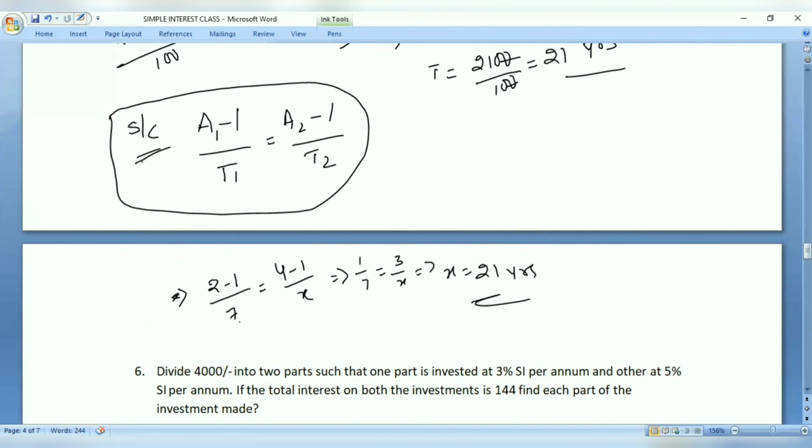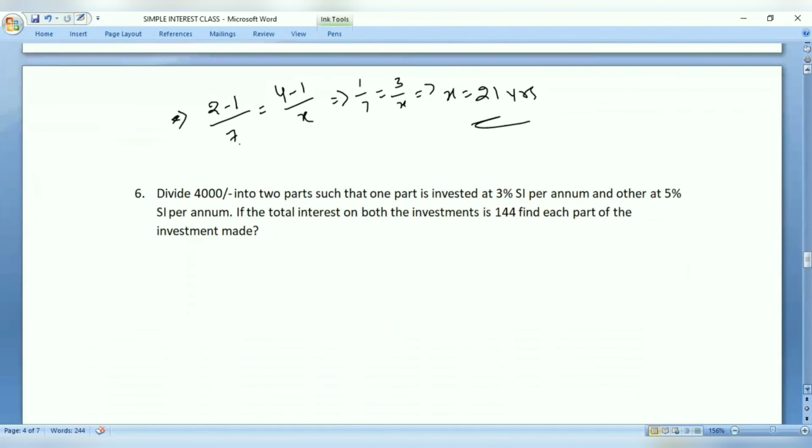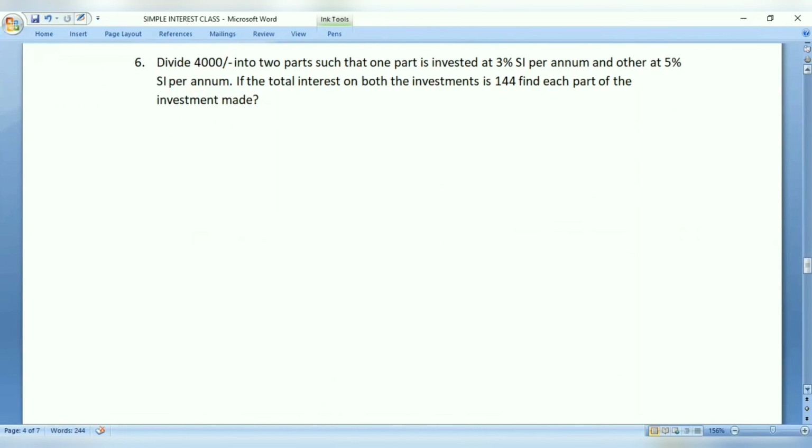Okay. Now let us move on to the next question. They have given another question like this. Divide 4,000 rupees into 2 parts such that one part is invested at 3% simple interest per annum and the other part is invested at 5% simple interest per annum. If the total interest earned from both the investments is 144 rupees, find each investment made. That is the question.